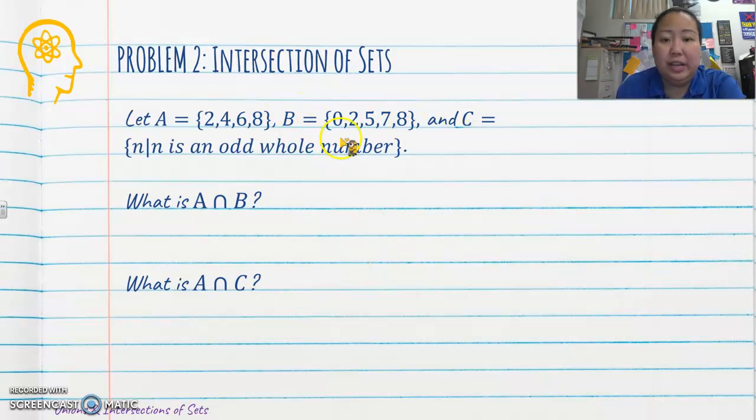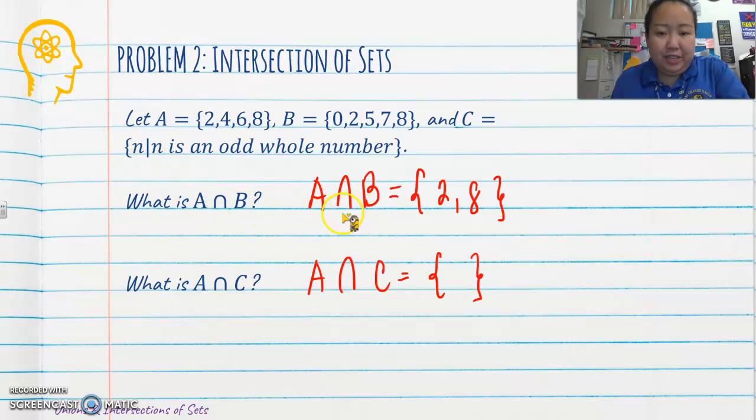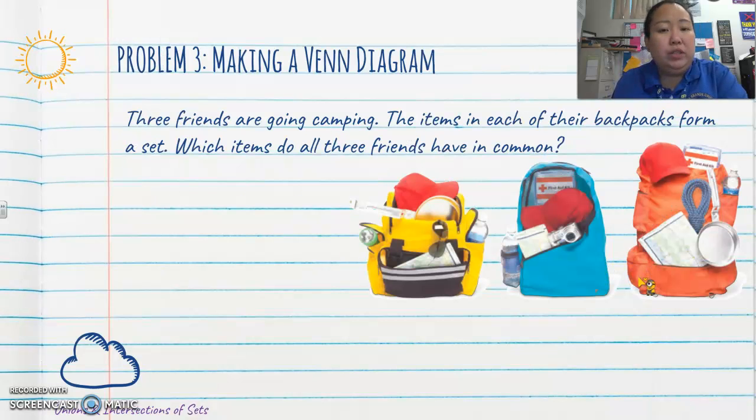Why don't you try this next example on your own and find the intersection of set A and B, and also the intersection of set A and set C. All right, go ahead. So for the intersection of sets A and B, it's going to be 2 and 8. As you can see, both of them are present in the two sets. And then set A and set C don't have any common elements, and so it's another empty set for us.